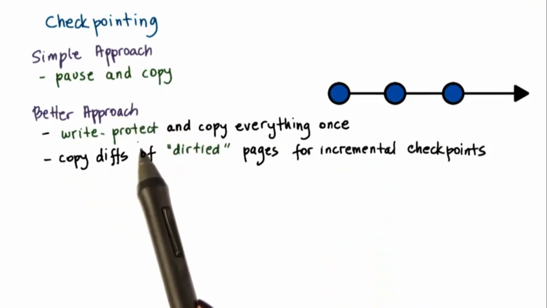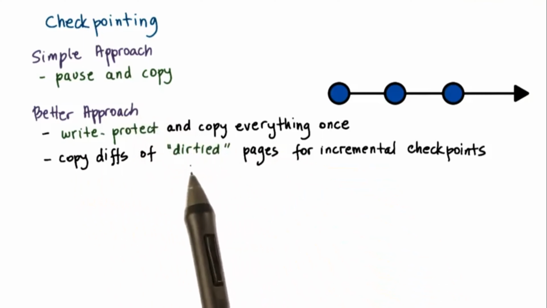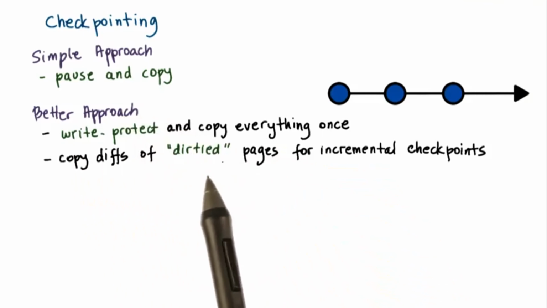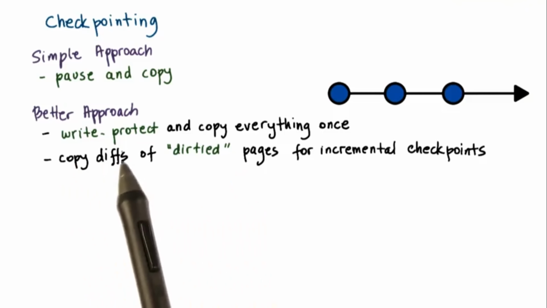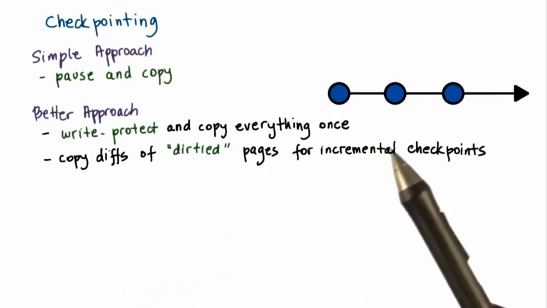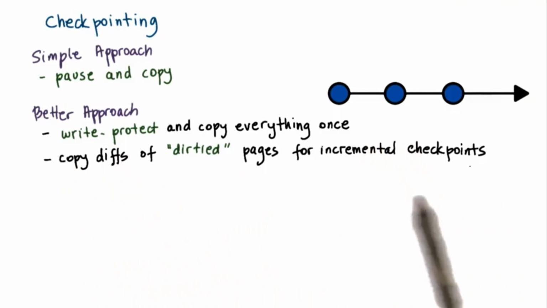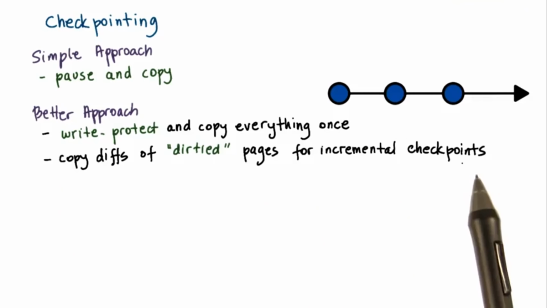It will continue dirtying pages. So then we can track the dirtied pages again using the hardware MMU support, and we will copy only the diffs, only those pages that have been modified. That will allow us to provide for an incremental checkpoint.